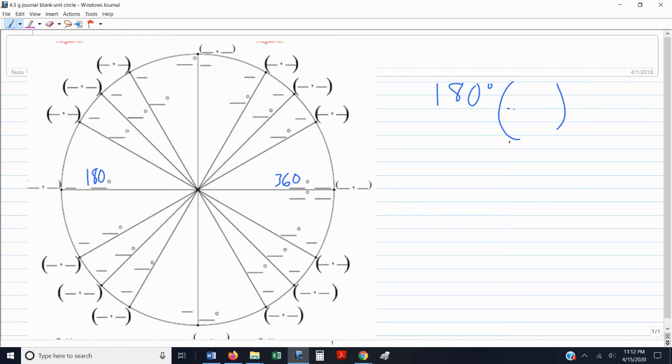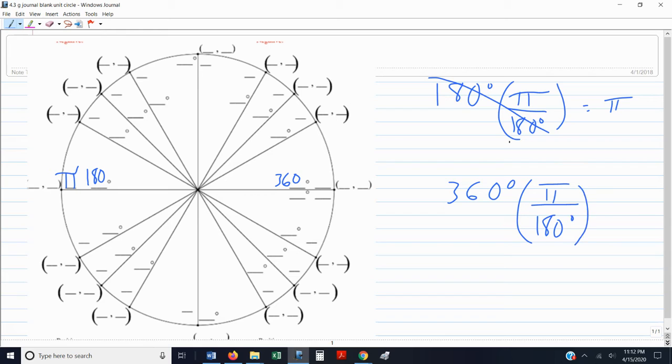Remember the unit multiplier for converting to radians was multiplying by pi over 180 degrees. So the 180s would cancel out, and you would just get pi. I'm going to fill that one in. That 180 degrees is pi radians. And then I'm also going to convert 360 degrees by using the same unit multiplier, pi over 180. This time, 360 divided by 180 is 2. So we get 2 pi for the number of radians.